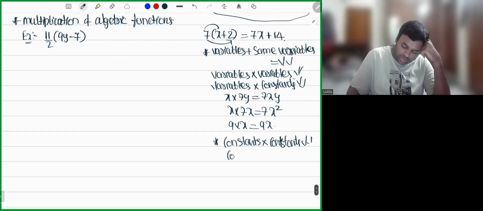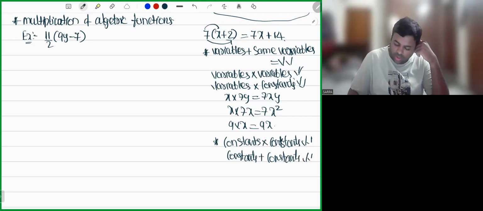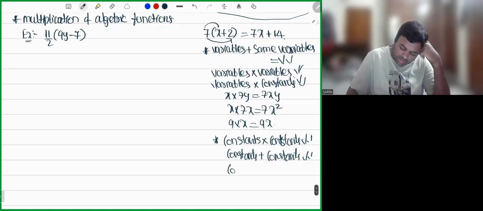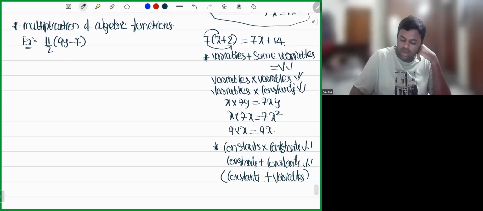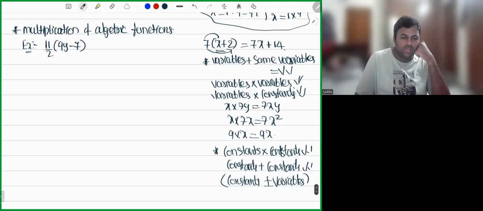Constants and constants you can add. That's what you are doing from childhood. Don't tell me that you don't know this. I'll come to your home and I'll hit you. You can add, there is no issue. But constants plus or minus variables will be constants plus or minus variables itself. You can't do anything. So whenever a bracket is there, my dear friends, the number outside will get multiplied to both the values in the bracket.